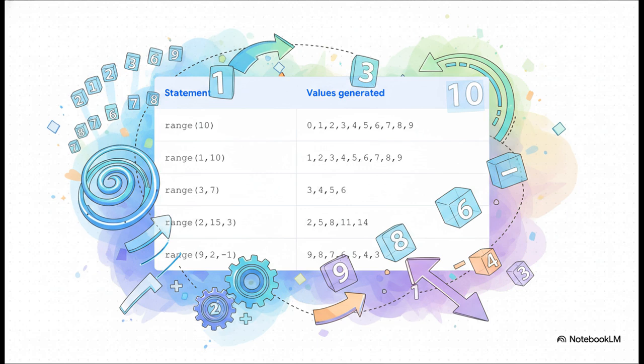And then there's my personal favorite, the third option. This lets you set a step. So range(2, 15, 3) means start at 2, count up by 3s, and stop before you hit 15. This is what gives us such awesome, precise control over our loops.